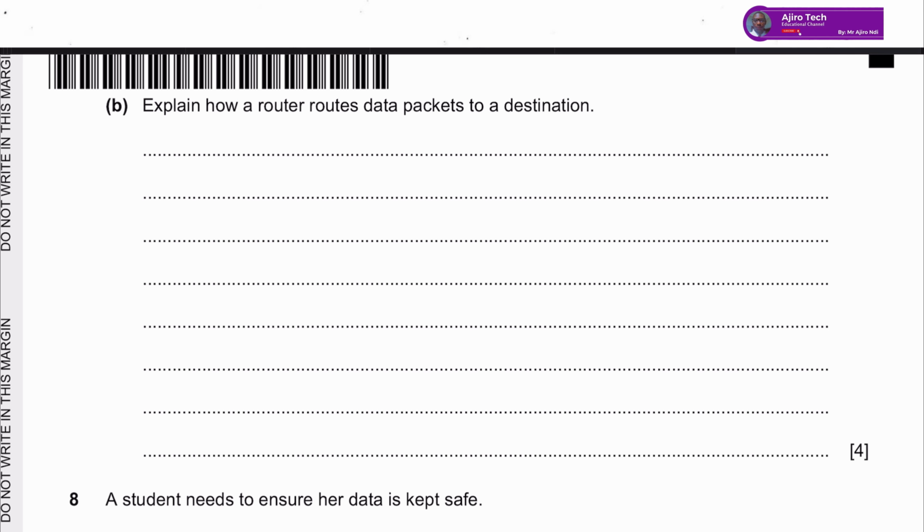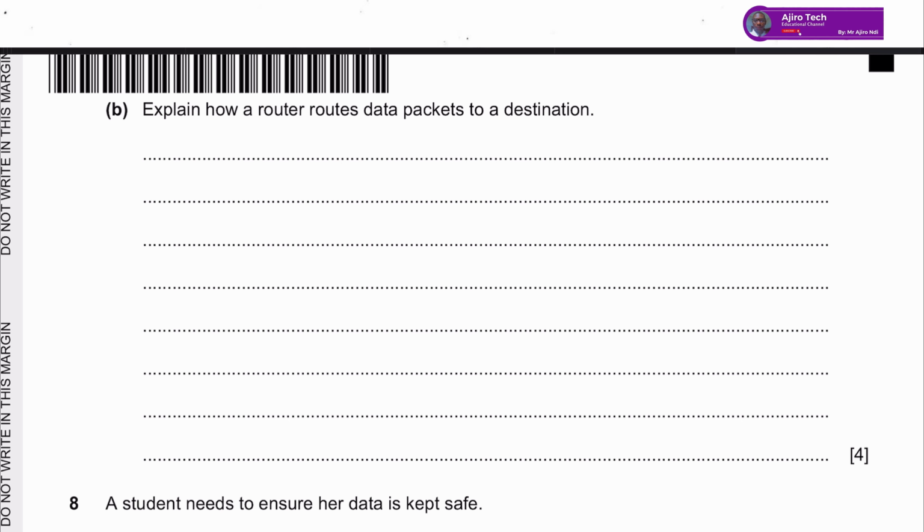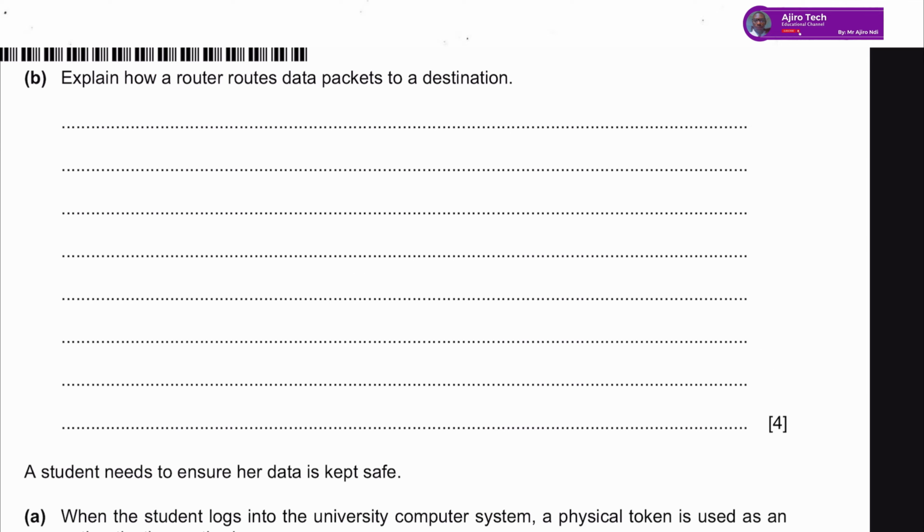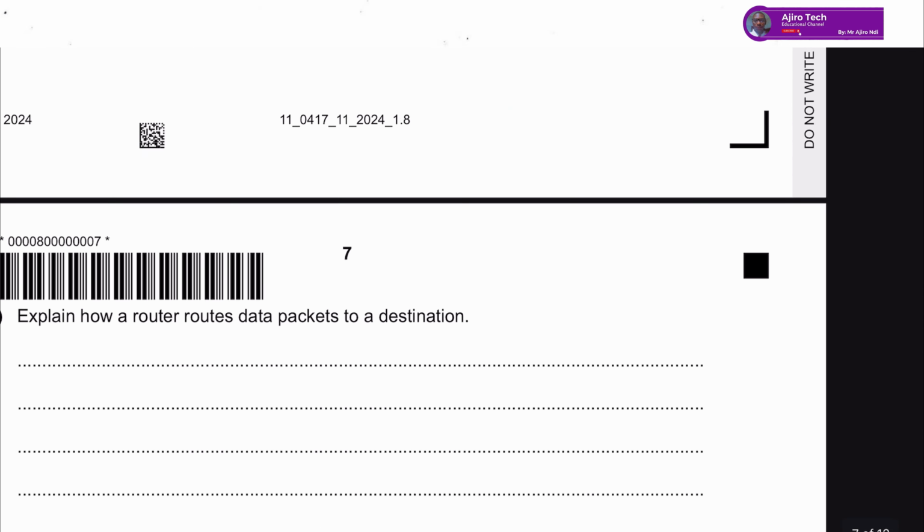Let's look at the B part. Explain how a router routes data packets to a destination. I'm going to explain this in very simple terms and then we'll try to summarize this as much as possible. When a data packet is received on one of the ports of a router, now, let me see if I can draw this. I want to paint a picture for you and then I can use this to explain.